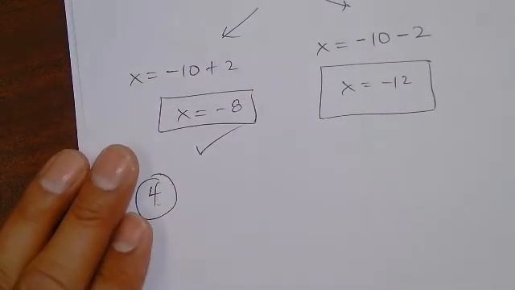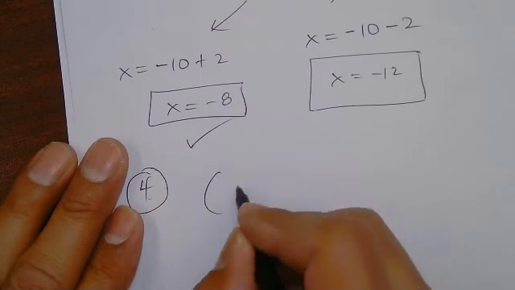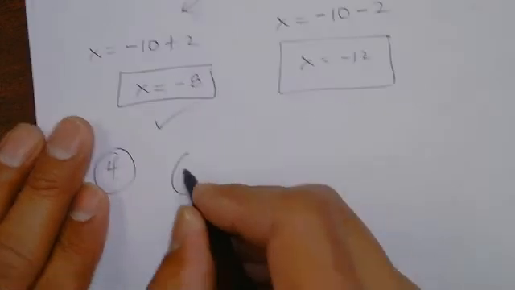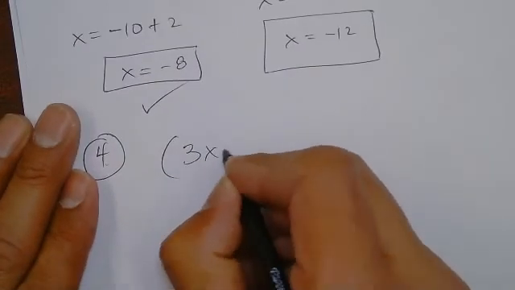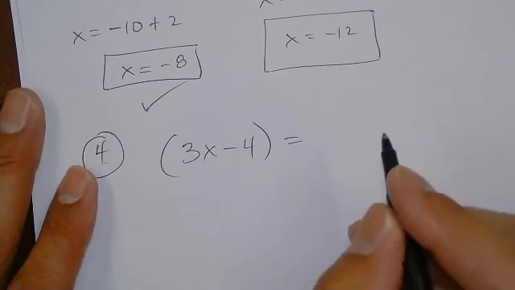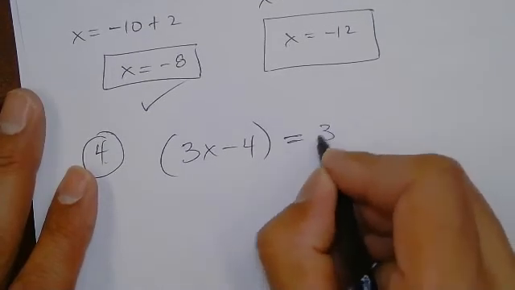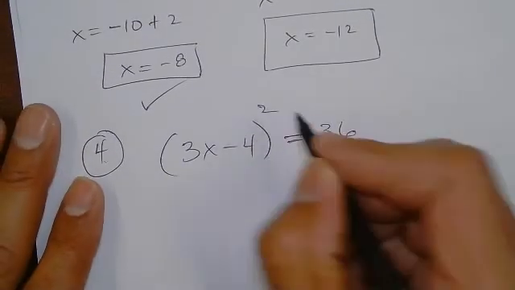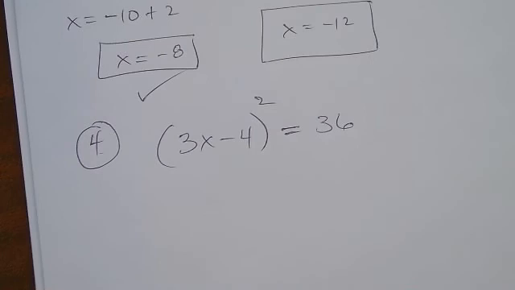Okay. Ready? I'm going to kick it up now. Ready, Dean? You say you can do this in your head or what? Yeah? Okay. 3x minus 4 squared is equal to 36. Okay, Dean, give me the two answers.